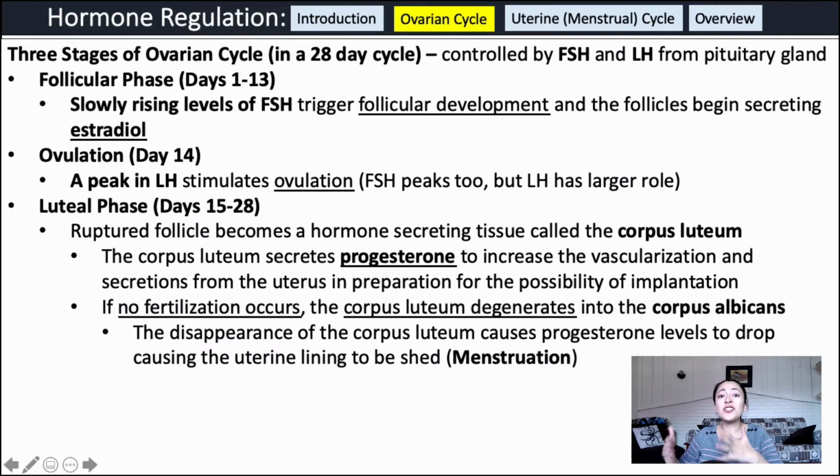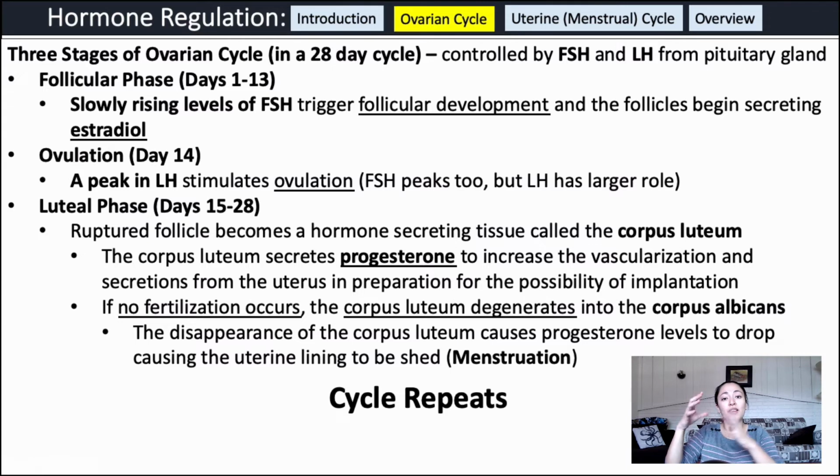However, if no fertilization occurs, which is typically more common, then the corpus luteum will degenerate, and it will form a little piece of scar tissue within the ovaries called the corpus albicans. The disappearance of the corpus luteum causes progesterone levels to drop, causing the uterine lining to be shed in the process of menstruation. And then this cycle just repeats itself. Okay, so the ovaries go through the follicular phase, ovulation happens, then the luteal phase. Then the next month, follicular phase, ovulation, then the luteal phase.